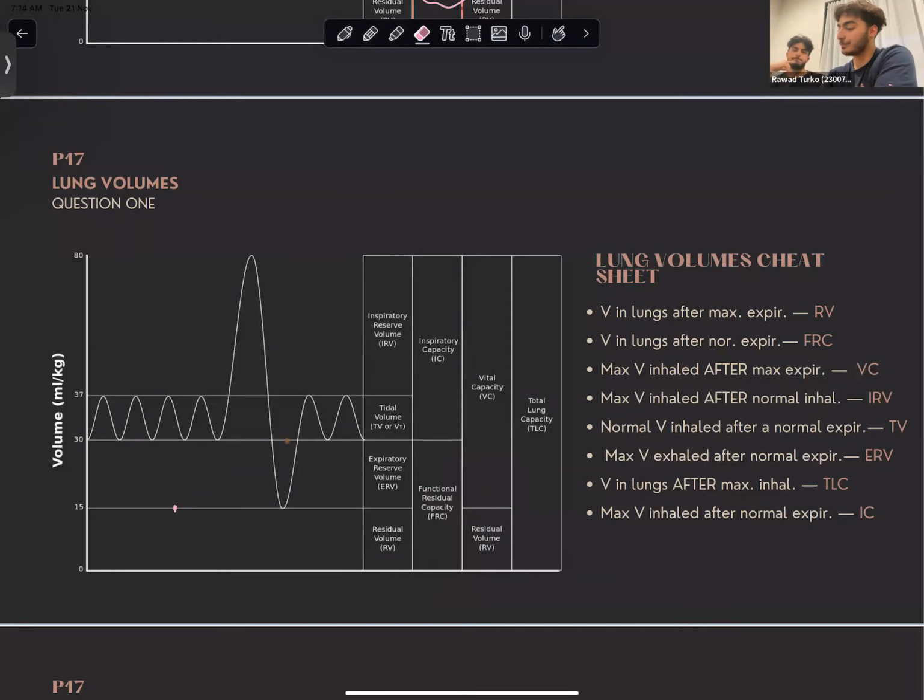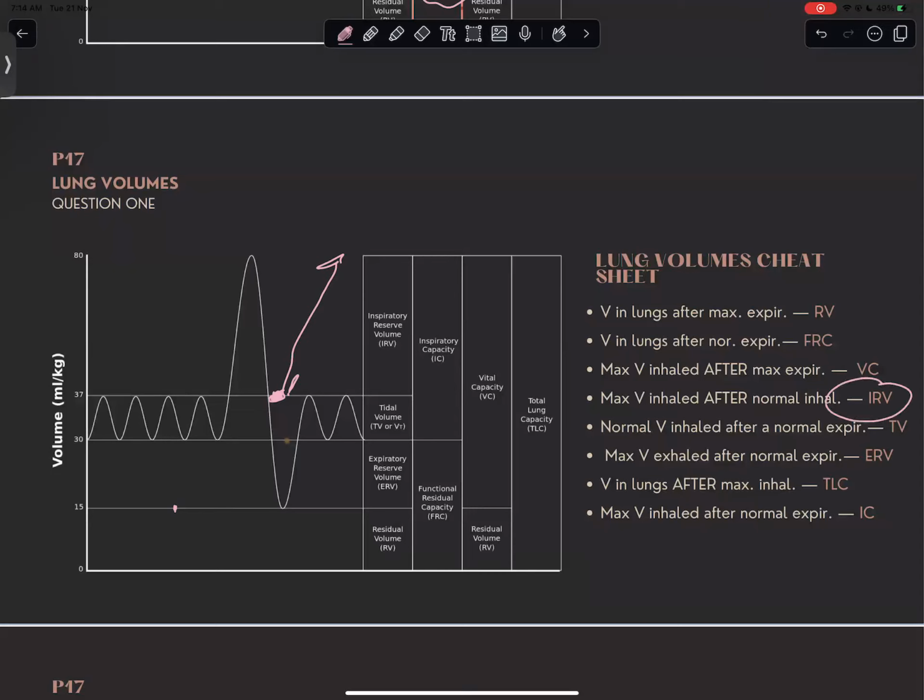Perfect. Maximum volume inhaled after a normal inhalation. So this time you're right here after a normal inhalation, so you're up here, because when they say normal exhalation, you're down here. That's everything from here to here. What is this? Inspiratory reserve. Perfect. So I just took a normal inhale and then I go all the way in. That's your inspiratory reserve volume.